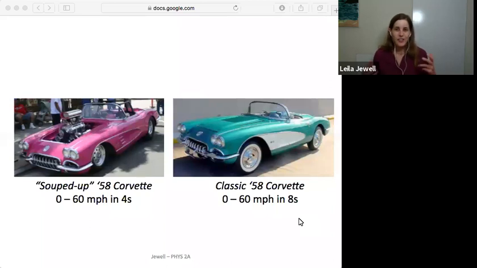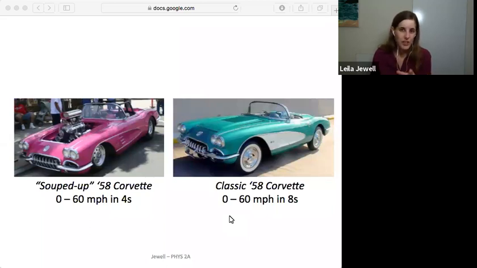So what's this difference here? What does it mean to soup up a Corvette, right? Well, for one, the souped up one has a much higher acceleration, can go through the speed change in a smaller amount of time, where the classic, for the same speed change, takes a longer amount of time, so it's a smaller acceleration. But physically, what causes the difference in the accelerations?